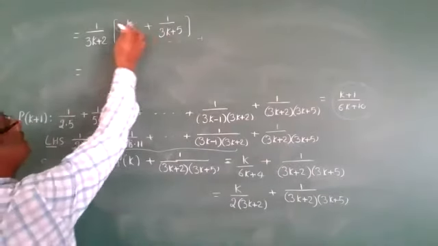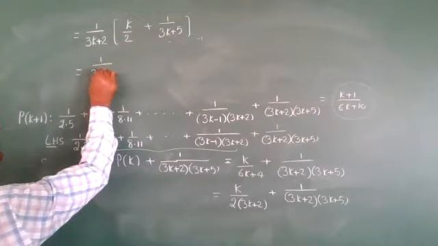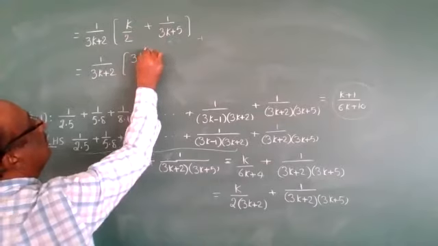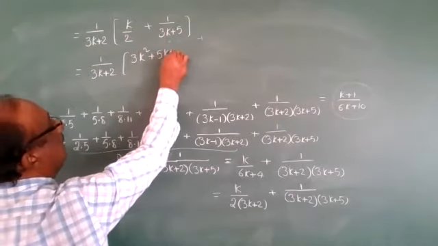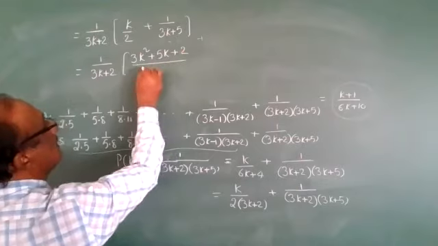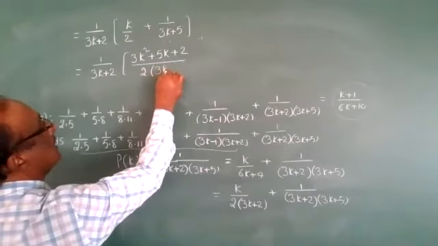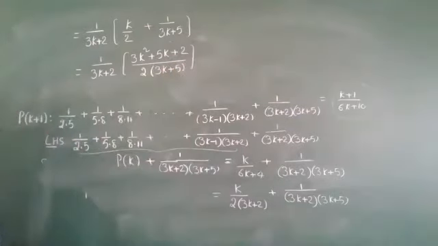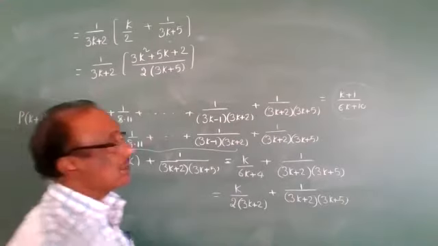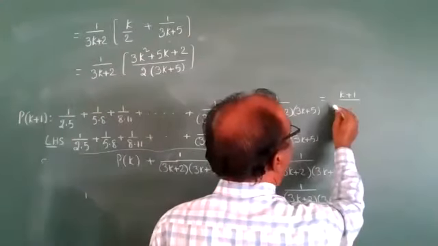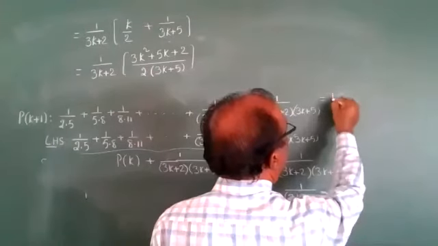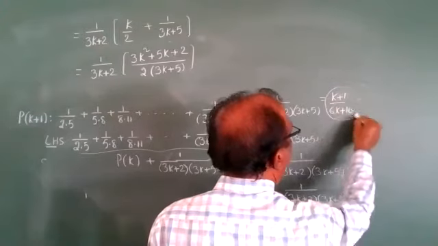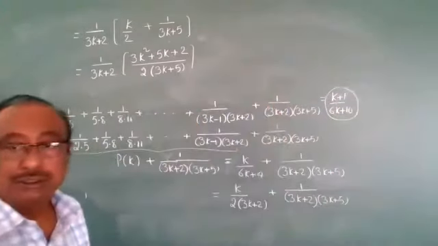Take LCM by cross multiplication. 1 by (3k plus 2), then 3k square plus 5k plus 2, upon the LCM, which is 2 into (3k plus 5). Right. Everyone write down the factors. Your right side answer you can remember. The right side answer is (k plus 1) by (6k plus 10). This is required.